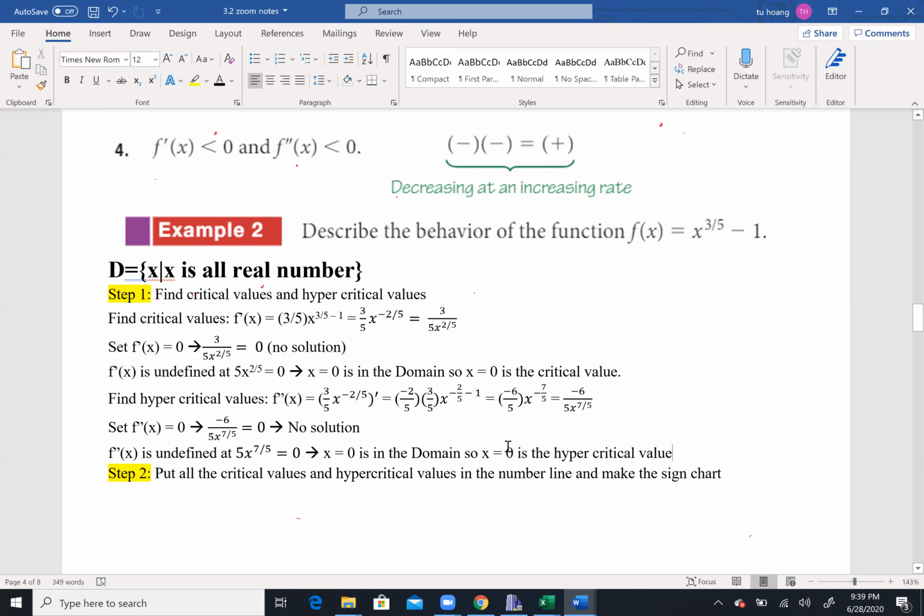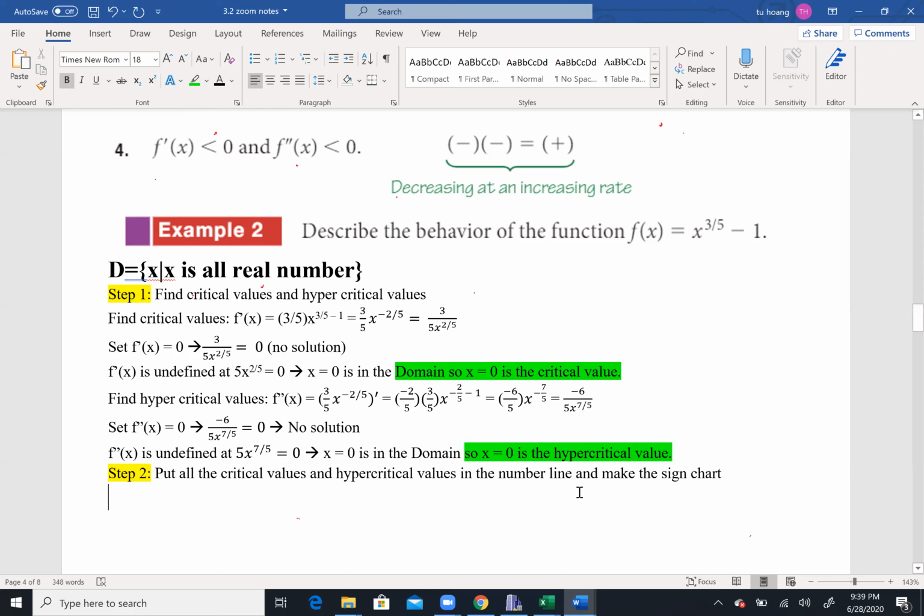either the case if f second derivative of x equals 0 has a solution, or f second derivative of x is undefined, that will make hypercritical values. Okay, and now I'm done with the first step. So I'm going to label this. Okay, so we only have one critical value and hypercritical value at the same point, which is actually 0.